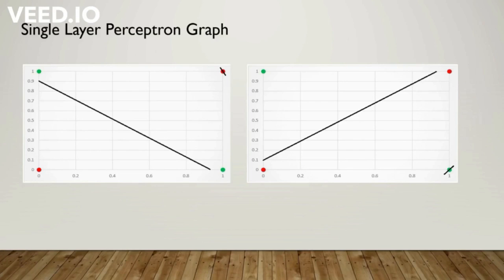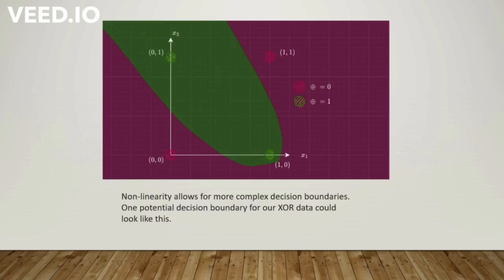This is particularly visible if you plot the XOR input values on a graph, shown here. There is no way to separate the 1 and 0 values with a single classification line. While this graph shows a potential non-linear decision boundary for the XOR model. Non-linearity allows for more complex decision boundaries. One potential decision boundary for XOR data could look like this.